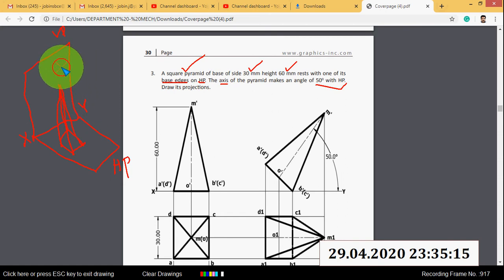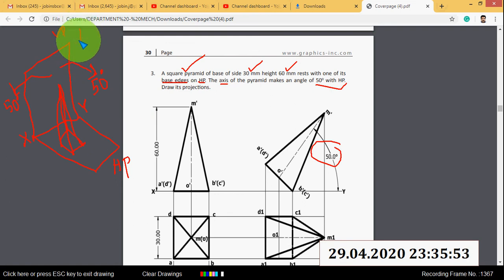Then you tilt this object to the right side or left side. You can tilt either to the right side or left side, and the inclination is 50 degrees. Either right side or left side at 50 degrees, both are correct. Here I am tilting this object to the right side at an angle of 50 degrees.